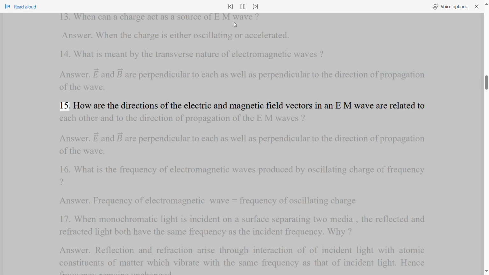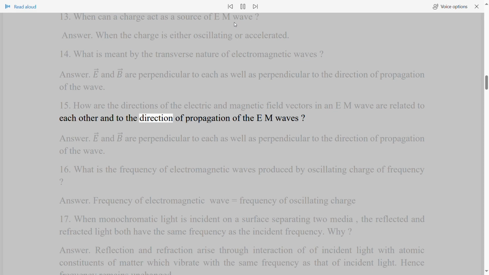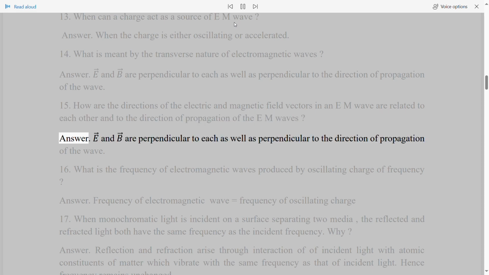16. How are the directions of the electric and magnetic field vectors in an EM wave related to each other and to the direction of propagation of the EM wave? Answer. E and B are perpendicular to each other as well as perpendicular to the direction of propagation of the wave.